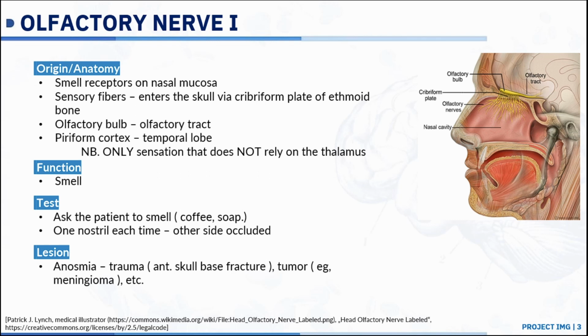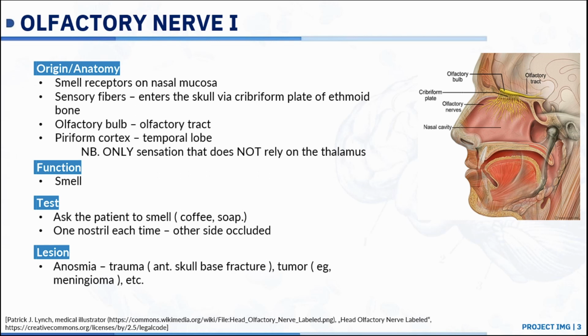Olfactory nerve, CN 1. Origin and anatomy: smell receptors of the nasal mucosa. Sensory fibers enter the skull via the cribriform plate of the ethmoid bone, then olfactory bulb, olfactory tract, piriform cortex, temporal lobe. It is the only sensation that does not relay through the thalamus.